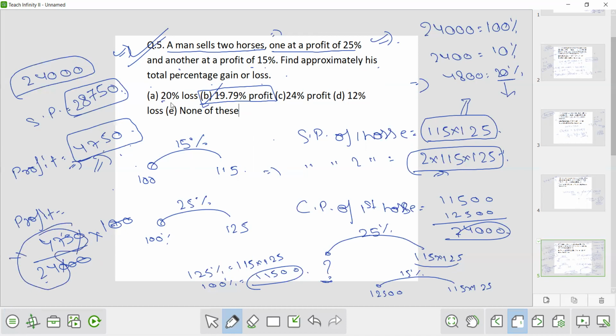Here it is given 20%. So 20% would be the answer if it would be 4800. 24% can never be the answer. 12% is quite less than 20%. So slightly less than 20%, that is 19.79% profit, is the answer. I hope this question is clear to you all.